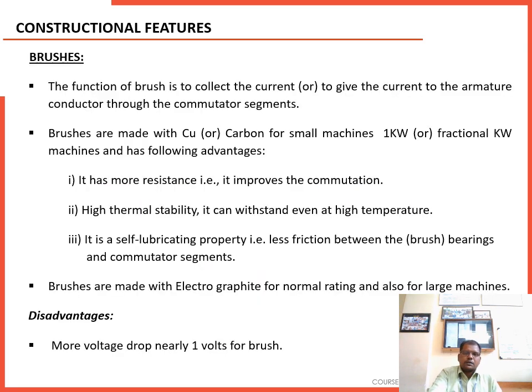Then coming to the brush, the function of the brush is to collect the current from the armature conductors. The brushes are always made up of carbon because carbon has more resistance, which can improve the commutation. A disadvantage is that due to the brush, a voltage drop of nearly 1 volt will occur.